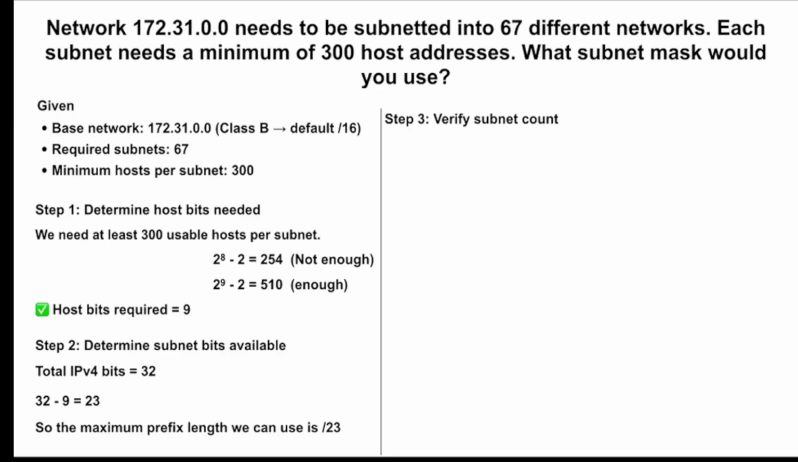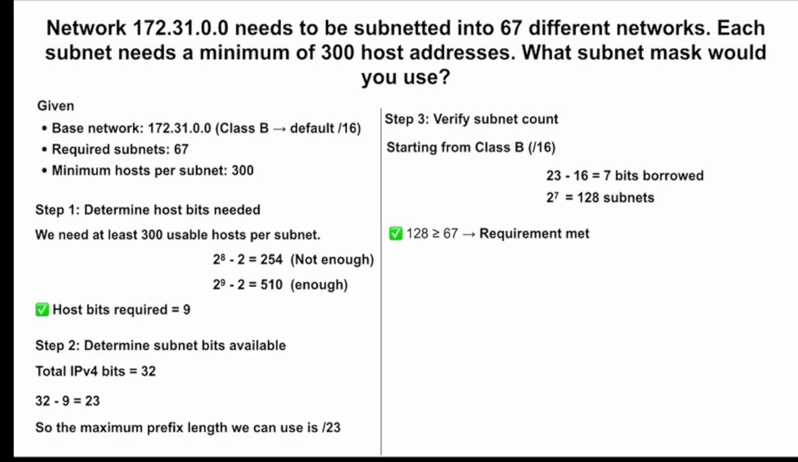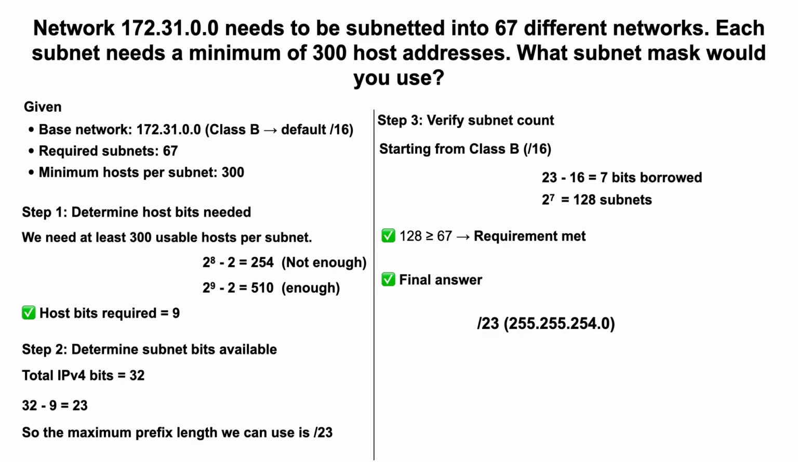Now in step 3, let's verify the subnet count. Starting from class B, which we know has a default mask of /16, 23 minus 16 is 7 bits borrowed. Now 2 to the power of 7 is 128 subnets. So you see we meet the requirement that we needed. All right, so the final answer is /23.